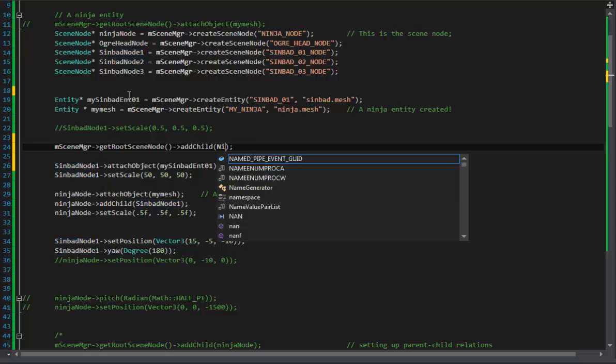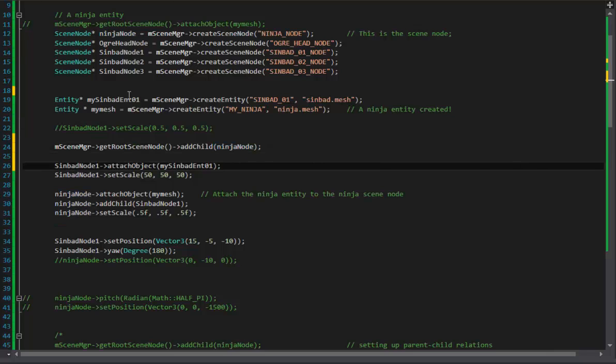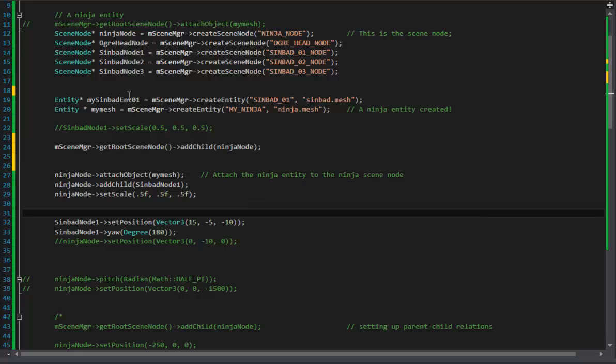So I got to actually do the Ninja node to be the child of root, and then have the Sinbad node, so I create and attach stuff to it, and then have the Sinbad node be the child of the Ninja node. So I have the root, then I have Ninja, and then I have Sinbad. Well, that was kind of embarrassing. I totally forgot about the origin.